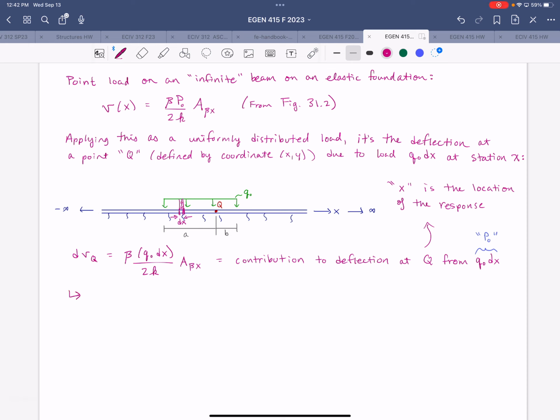So then that sets us up to be able to integrate that equation for the total deflection at that point, or we could evaluate this expression at every point and then sum.